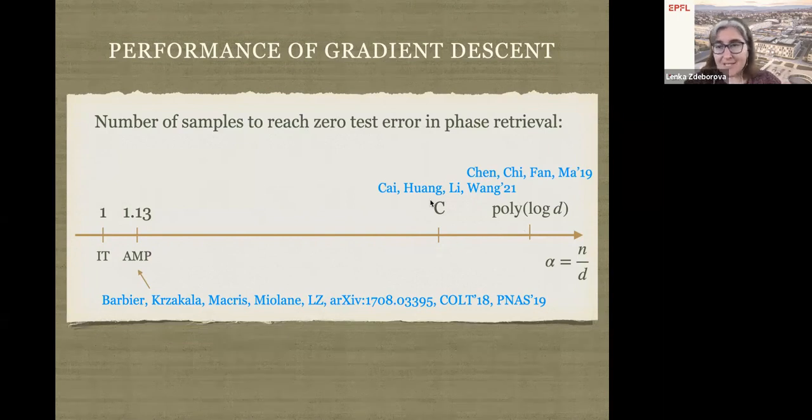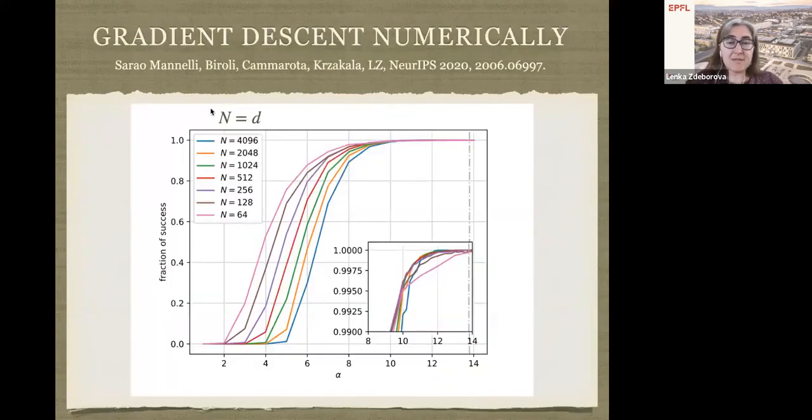But now, let's just look at how it is in practice if we just run it. In other words, is this proof tight, or is there a gap that it can be improved? So when we run gradient descent on the loss function from a few slides ago, we get the fraction of success, where we call it a success when the test error gets below some threshold, which was some small number in this case.